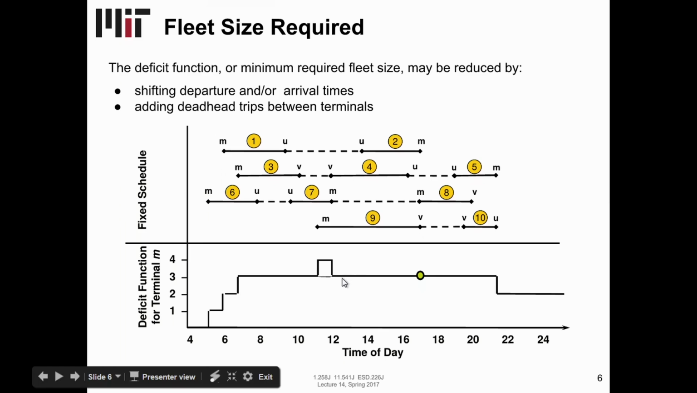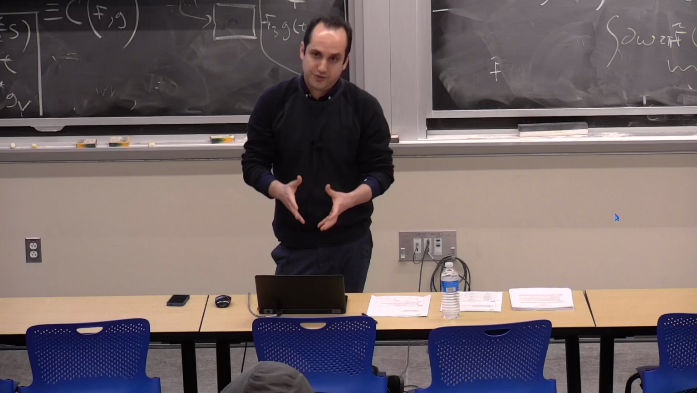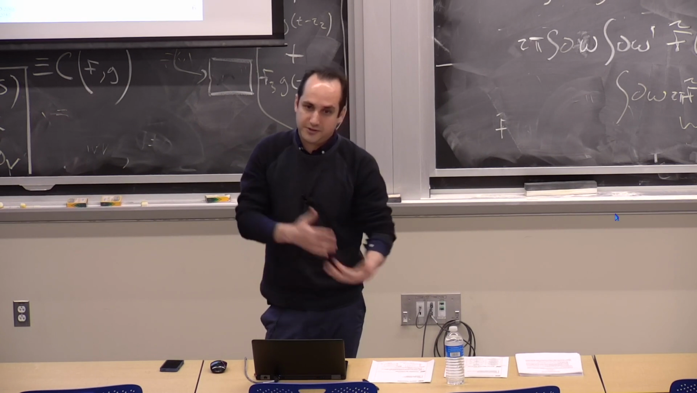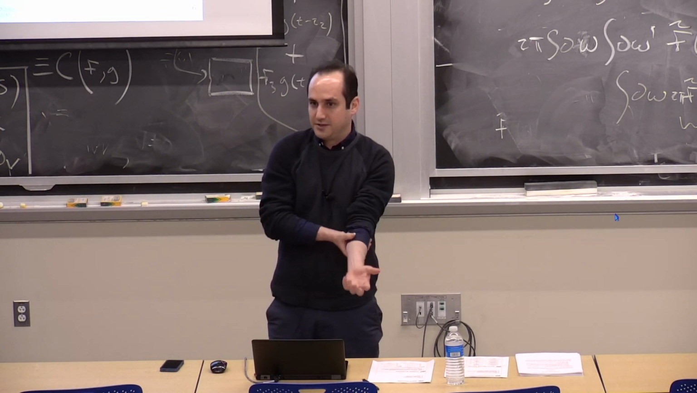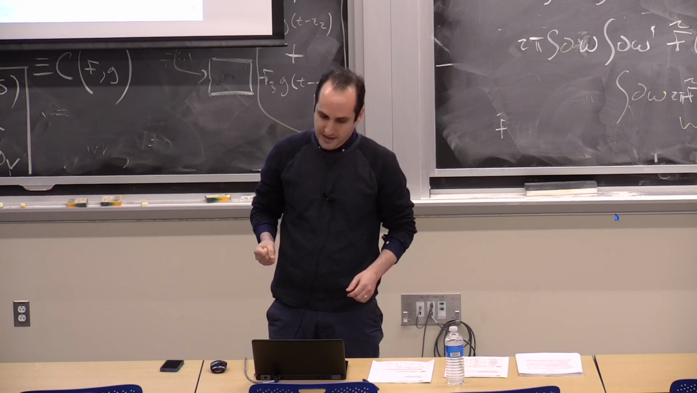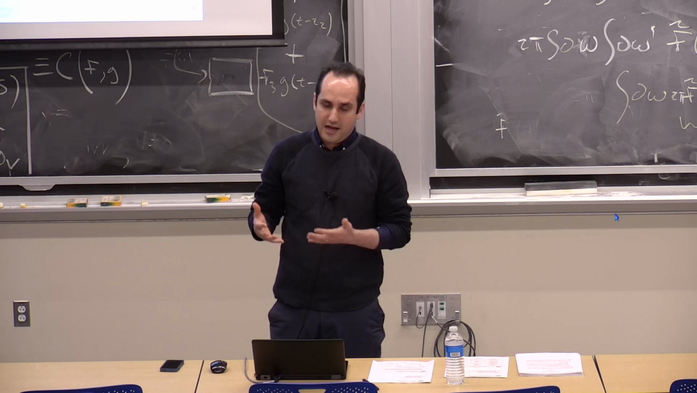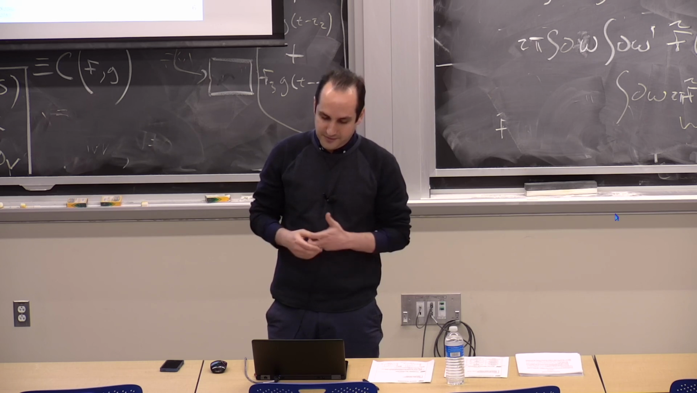And that's for terminal M. When we look at all terminals in the network and sum up the maximum deficits, the summation will give us the number of fleet that is required. However, there are a couple of tricks that we can use to improve the efficiency.